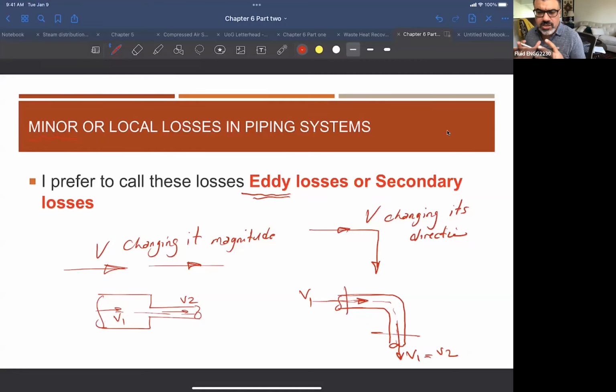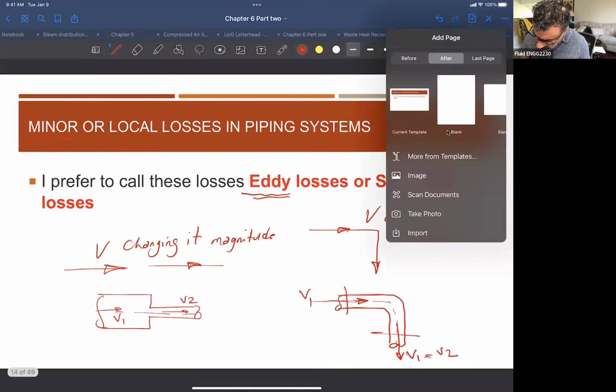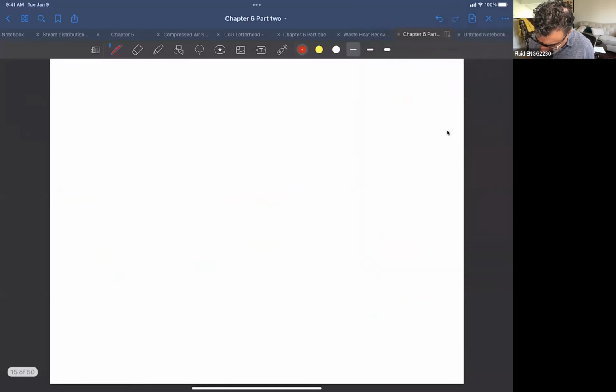When the velocity changes its direction or its magnitude, you start seeing what we call eddies, like turbulence, additional turbulence. This is not the typical turbulence in the straight pipe, but an additional turbulence. Let me give you a simple example for that. If I have, for example, a pipe like this, and then I have an expansion.